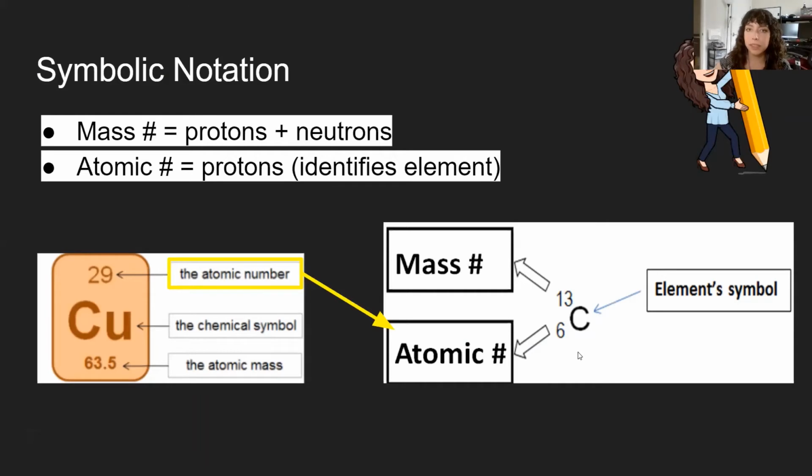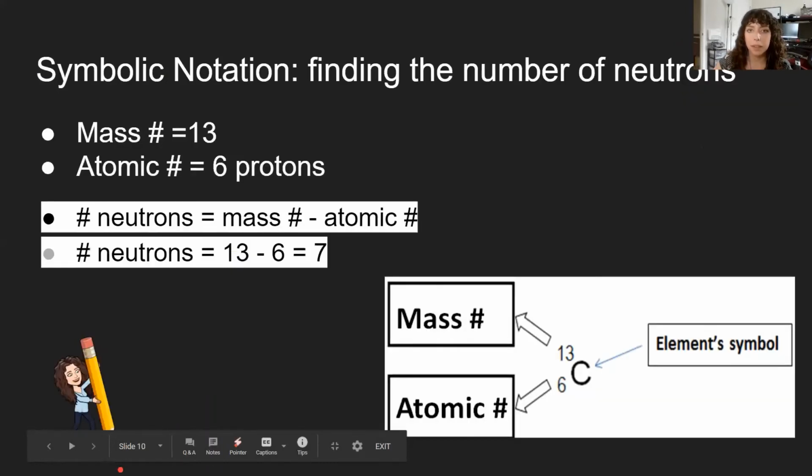There's an important distinction to make. In a tile, like you'd find on the periodic table, the atomic number is on top. Whereas in symbolic notation, the atomic number is always on the bottom. Now, we're going to use this symbolic notation to answer the question, how many neutrons are within this atom?